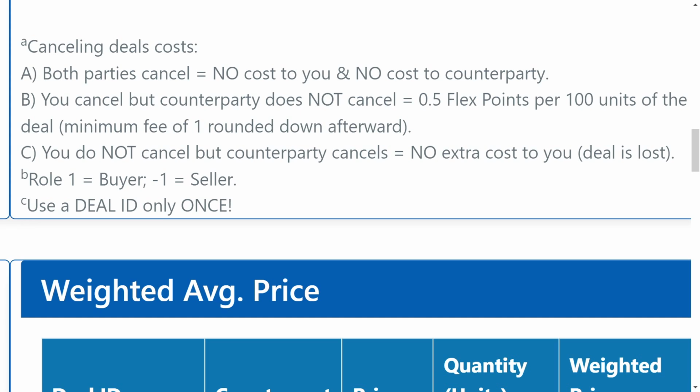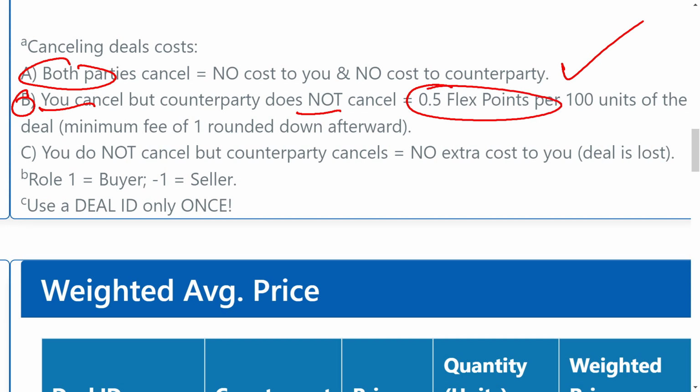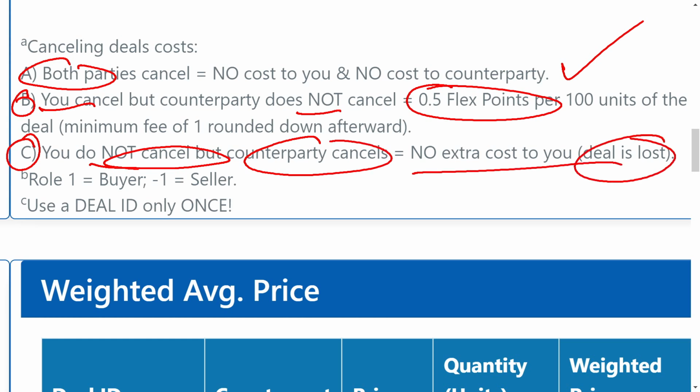Okay, so that is case B. So we have case A, both parties. That's easy. That's the best. We have case B, you cancel, but the other side does not cancel. There will be a fee. What about case C? You did everything correctly, so you're okay. But the other side, they canceled. You get nothing and you lose the deal. So this could hurt you, right? Case C can hurt you because you have a deal that falls through.